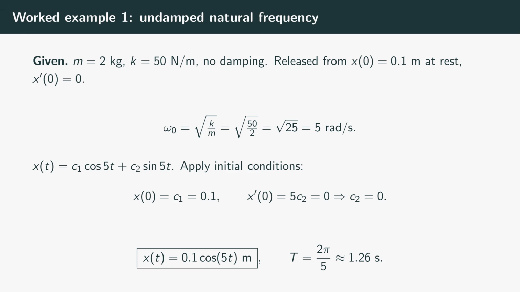The mass swings between plus and minus 10 centimeters forever, with a period of 2 pi over 5, about 1.26 seconds per cycle. Clean, simple harmonic motion.